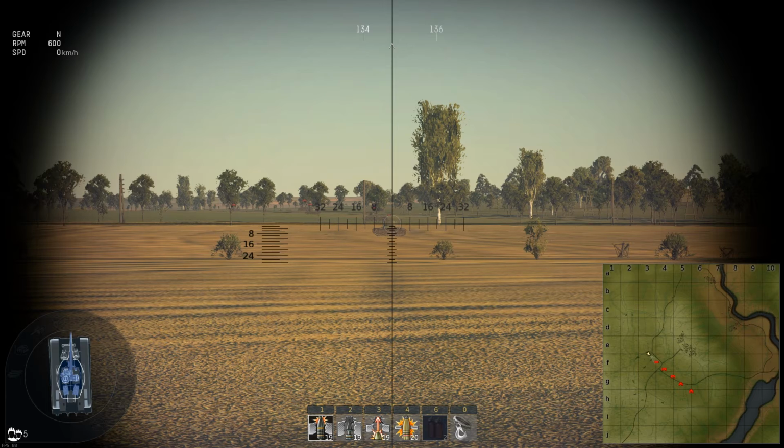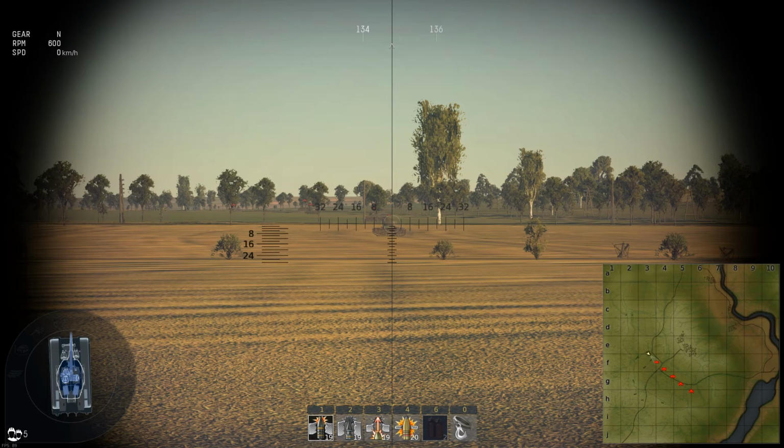Off on the bottom left, or I guess it's to the far left more, you are going to see a couple of numbers and some lines corresponding to these numbers. These numbers are ranges in hundreds of meters. So if you see the 8 or the 16, that's 800 and 1600 meters away respectively. These numbers have lines next to them, which then correspond to lines on your vertical adjustment scale.